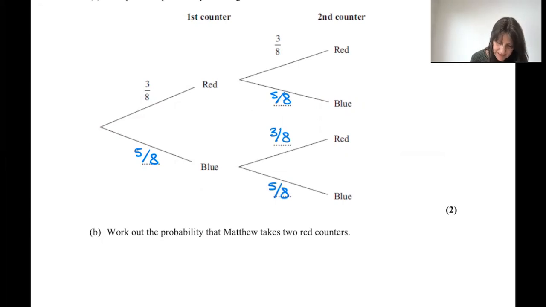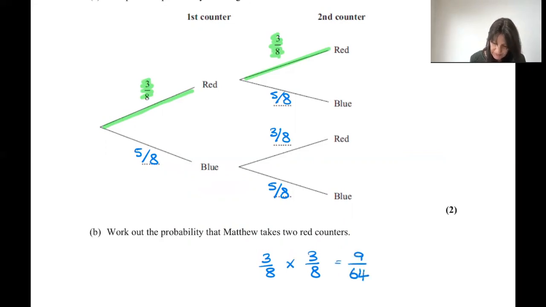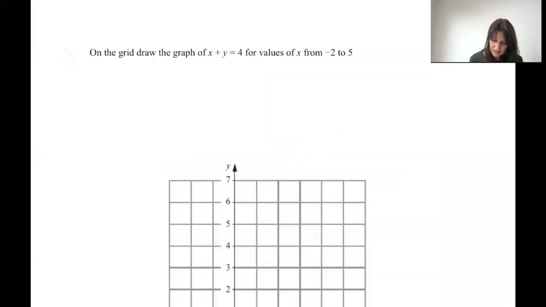Okay, next part of the question, work out the probability that Matthew takes 2 red counters. So 2 red counters would mean going this way and this way. I collect up the fractions as I go, and I've got 3 8ths times 3 8ths. We always multiply across the tree diagram, and 3 8ths times 3 8ths is 9 over 64. Remember, we just do it with fractions. There is no need to look for cancelling when it comes to probability. They don't expect that.